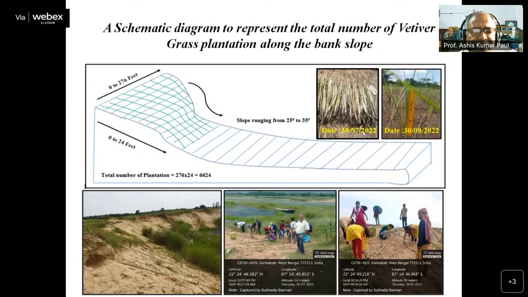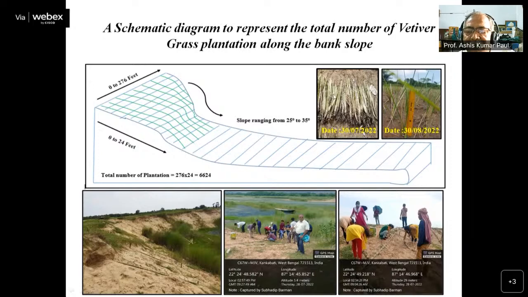You can see that our entire site of the bioengineering measures was a 276 feet elongated site of the river bank, and the total width of the bank was 24 feet, and the slope was ranging from 25 degrees to 35 degrees, and the space between the vetiver grasses was 20 inches, and a total of 6,624 vetiver grasses were actually planted within this area.